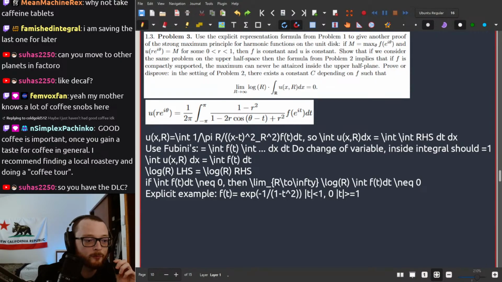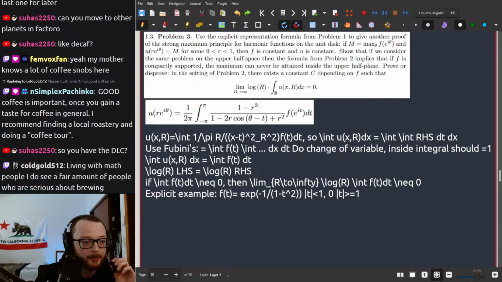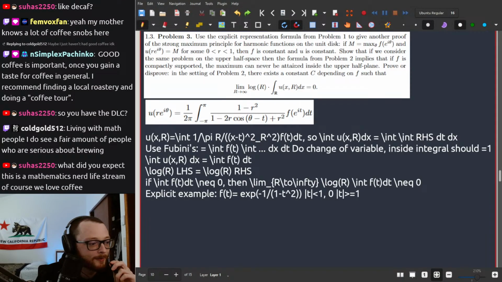Yes, some roasteries do what are called cuppings, which is a coffee tasting. You do see a fair amount of people who are serious about brewing. True, yeah, that is classic math person, being into coffee. Yeah, exactly, Suhas.